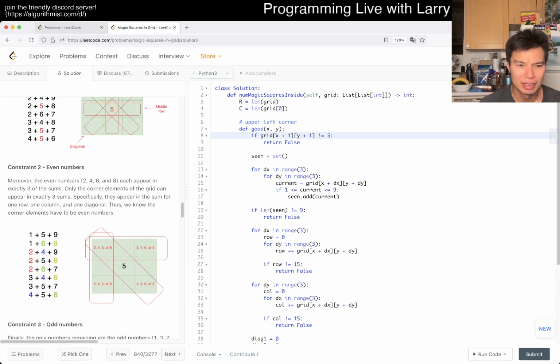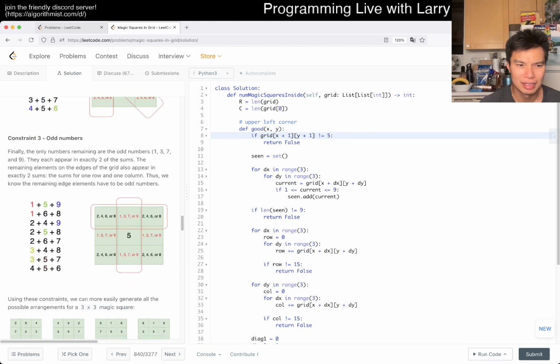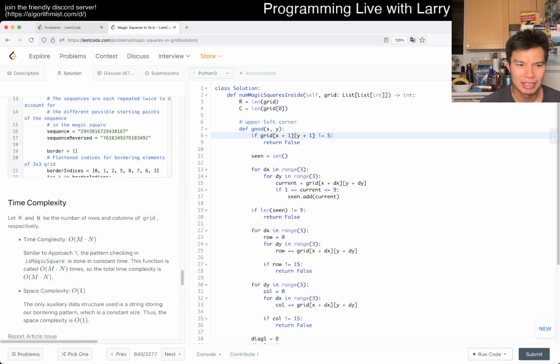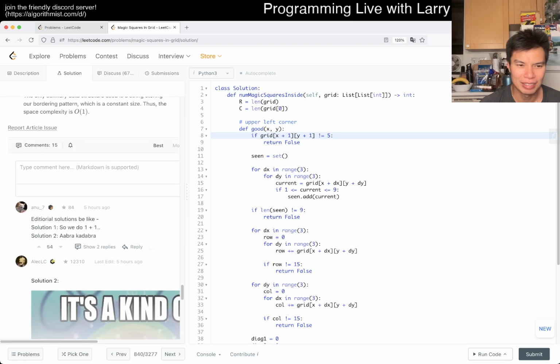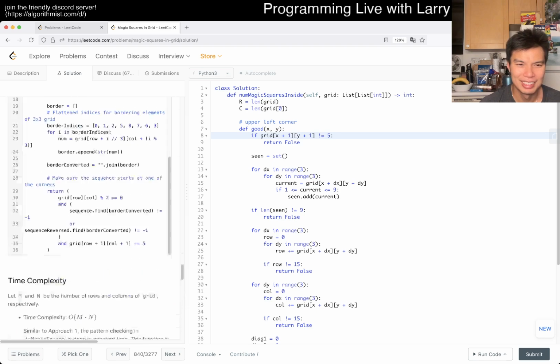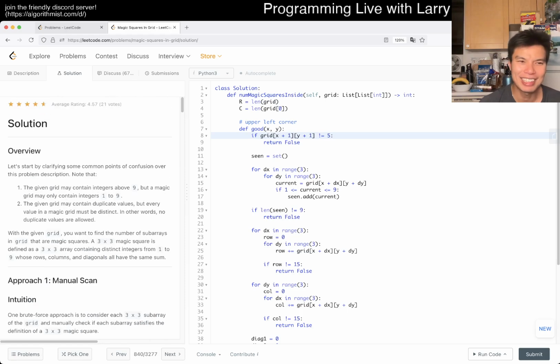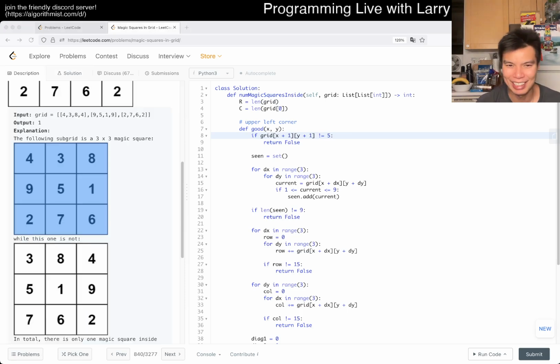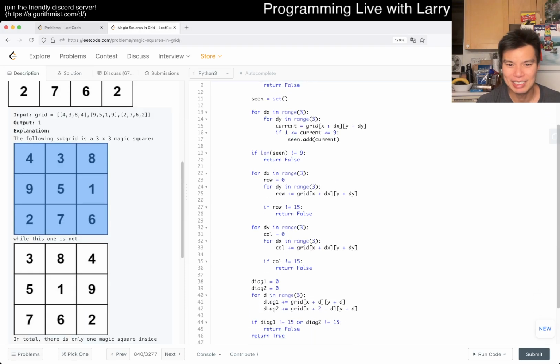I don't know. I guess so. Fine. I mean, you could definitely do more optimizations. I don't know if it's that interesting. But yeah, this is all I have for this one.